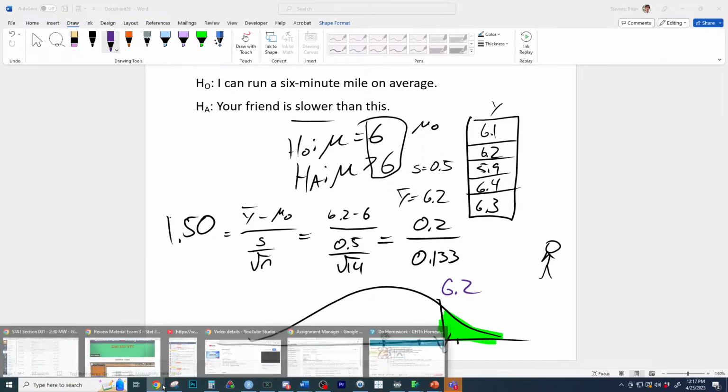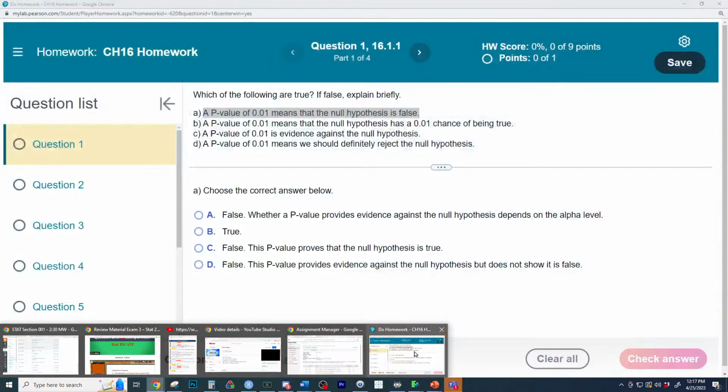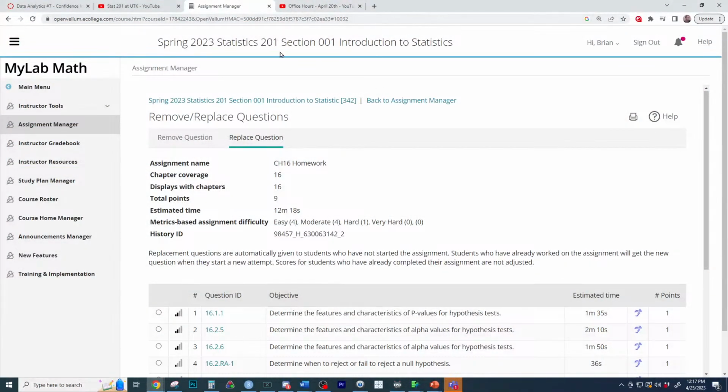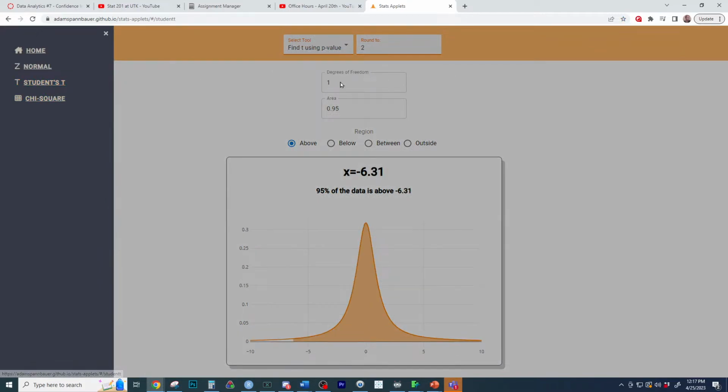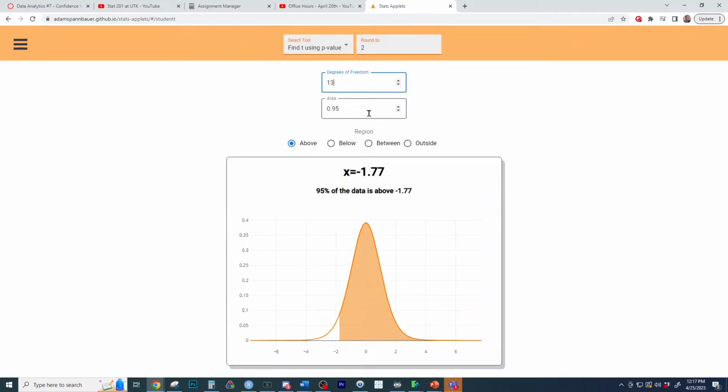And the p-value on this, because we're doing 14 different trials right here, so we got to go back to the applet. Let me go grab the apps right here. The p-value on this, t-applet, and 13, and we're going to go here to p-value, and we're going to go to above, and we're going to go to 1.5. Oops.